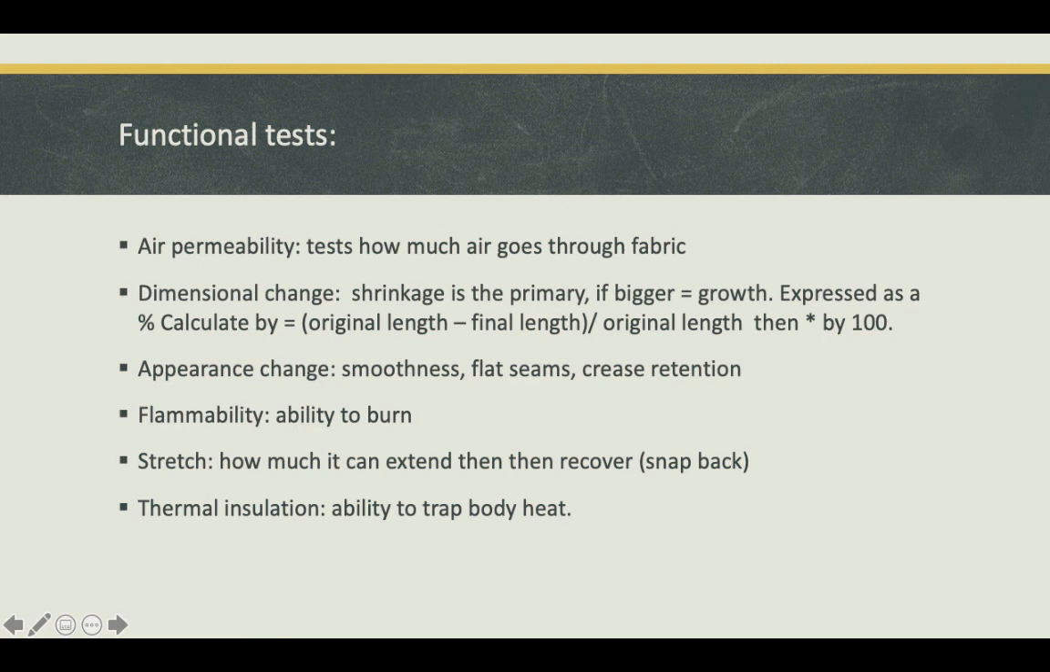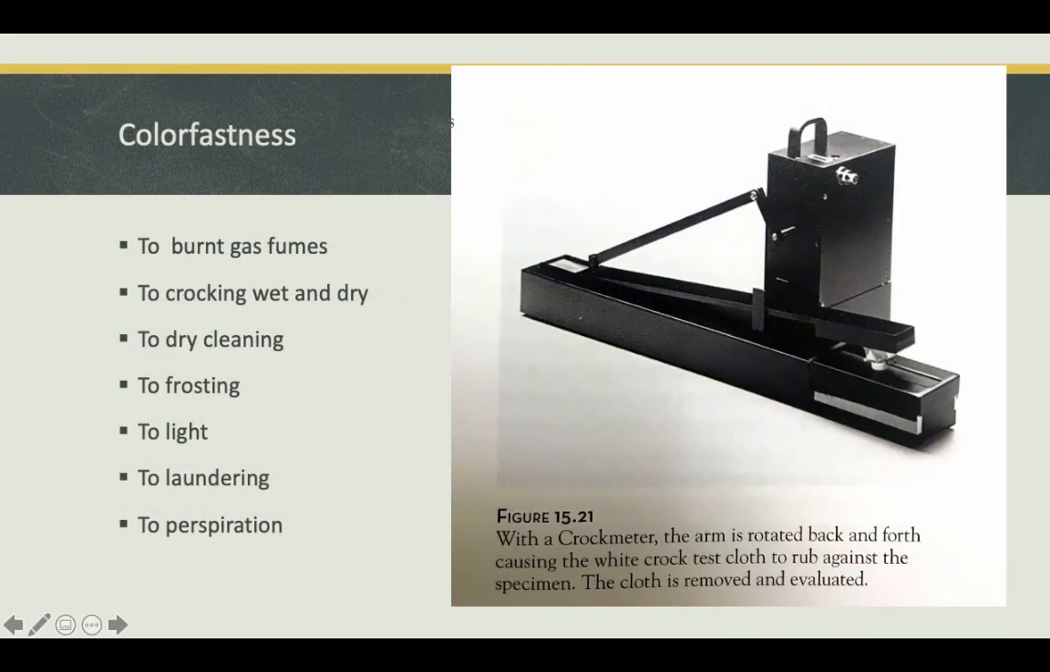Flammability is a fabric's ability to burn. Stretch, how much it can extend, but very important, that's just the first part. How much can it recover? In other words, snap back. And thermal insulation, the ability to trap body heat. So we've talked about all these.